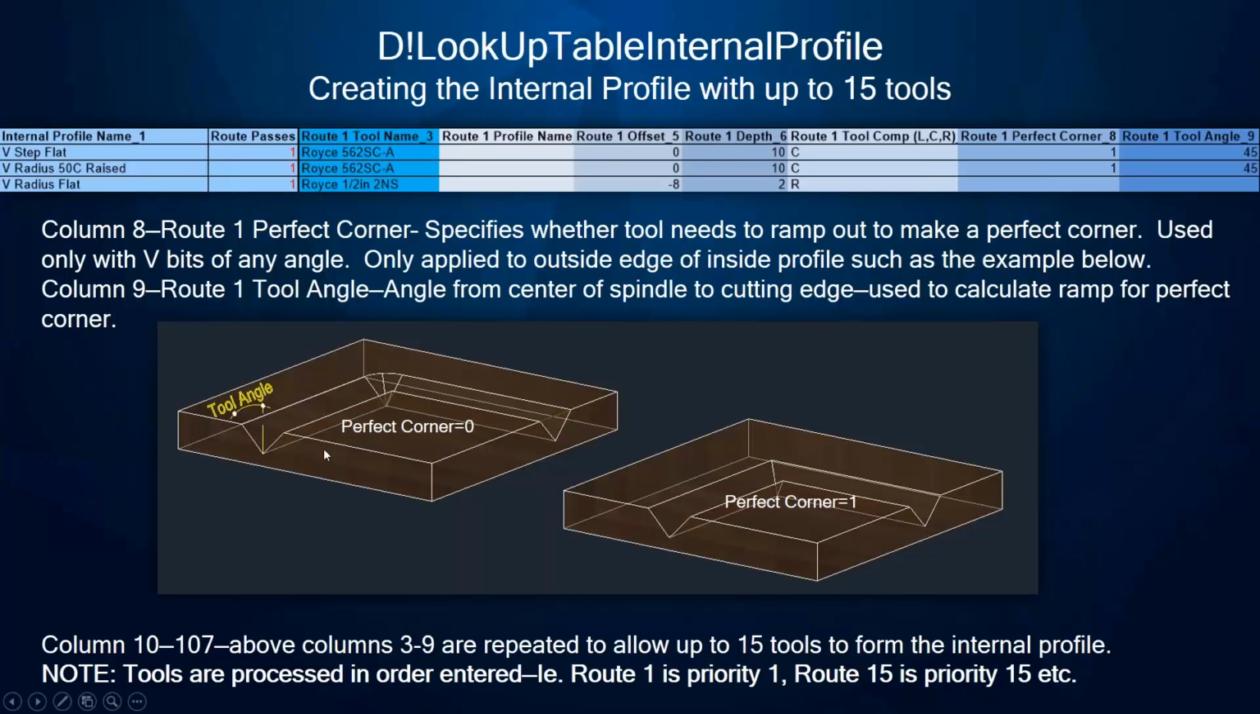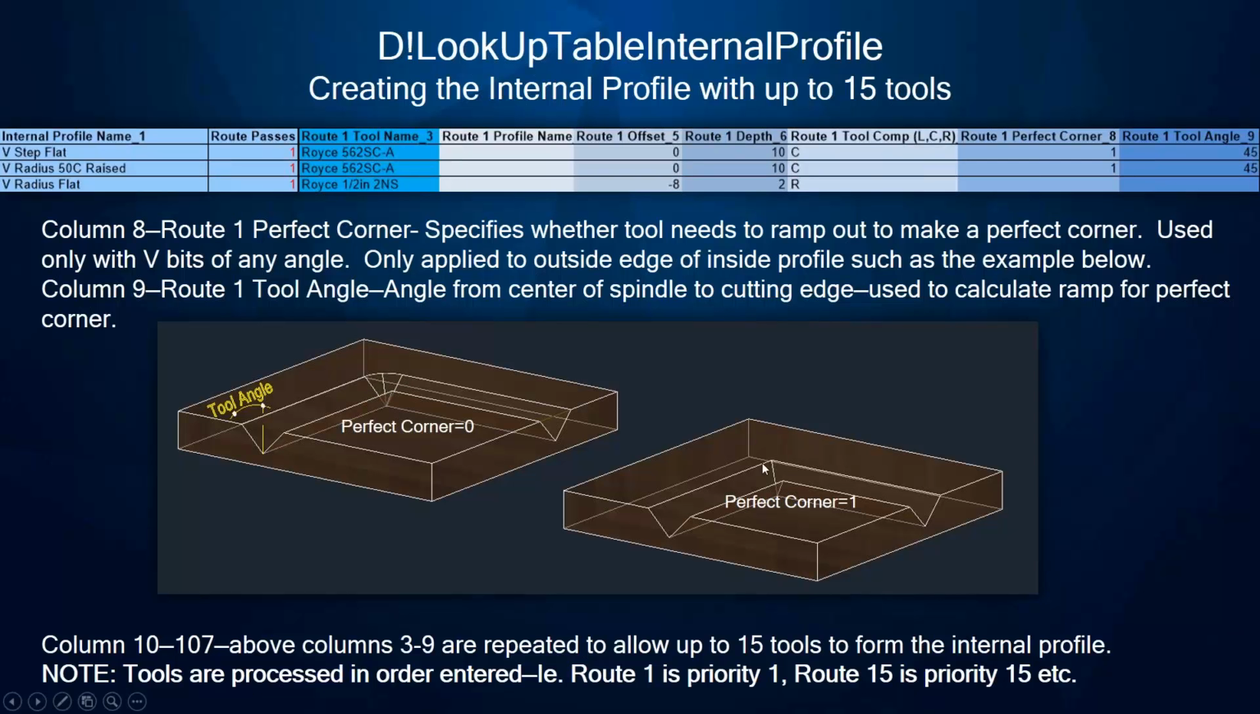One of the options that we have in here is the perfect corners. So as Scott mentioned, one of the ways that we can clean those corners out is if we're using a V-bit, we can come and ramp that tool out on the corners in order to give us our perfect corner. So in this case, this would be a perfect corner equals 0, so it's turned off. And so that's going to leave us a bit of a radius in that corner.